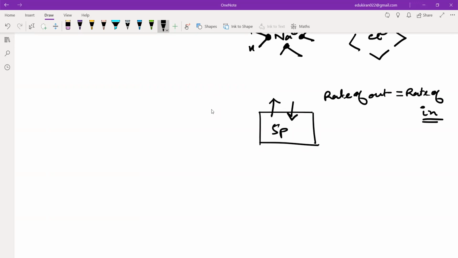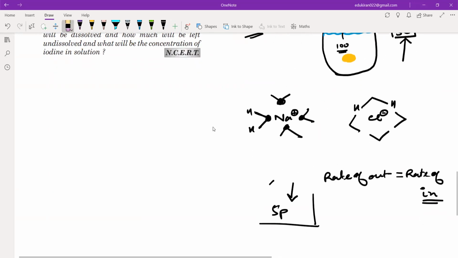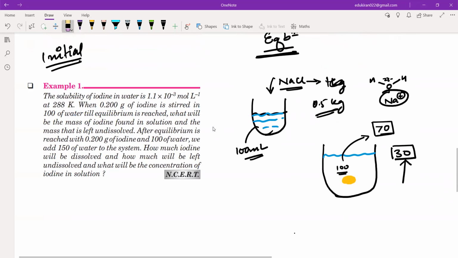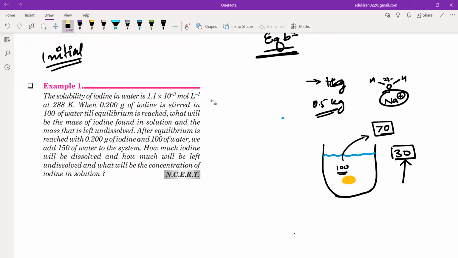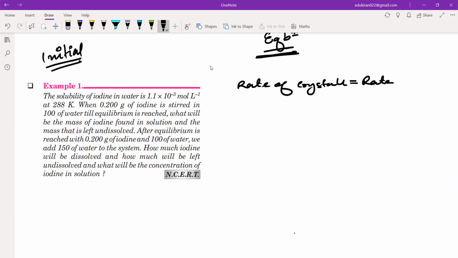Now similarly, I can say two things are happening here, because we can see crystal NaCl is present. That means there is some crystallization happening and there is also some dissolution happening. Whenever crystallization and dissolution are both happening, the rate of crystallization and the rate of dissolution are equal at equilibrium. Okay, let me write: at equilibrium, the rate of crystallization is equal to the rate of dissolution.